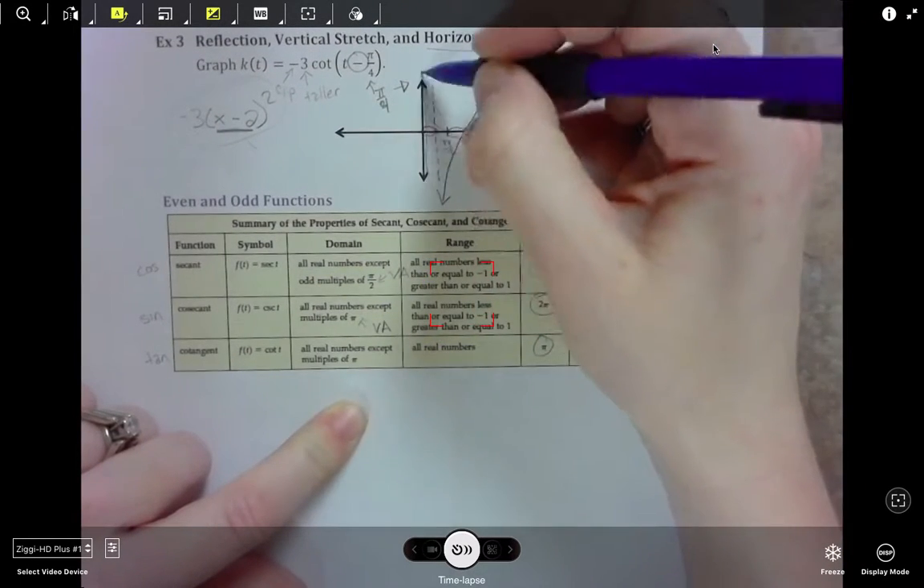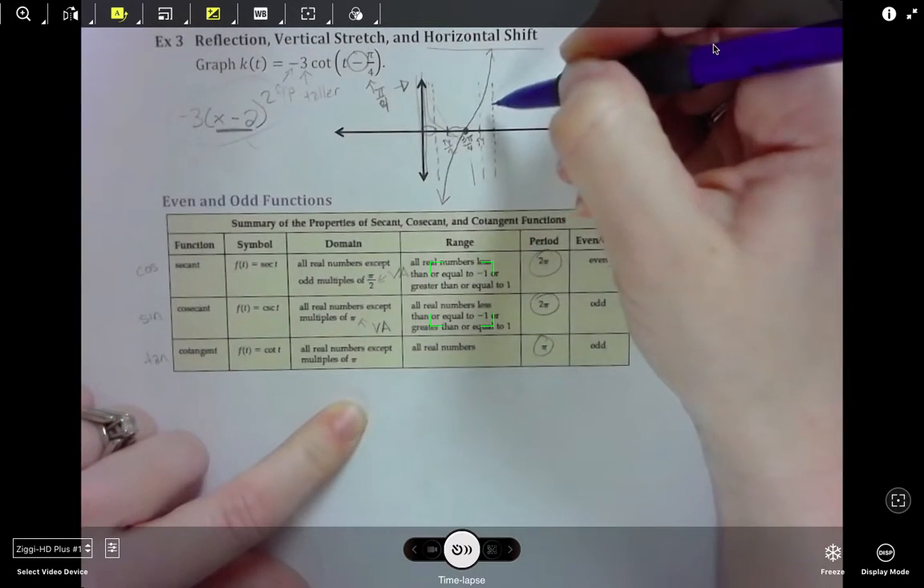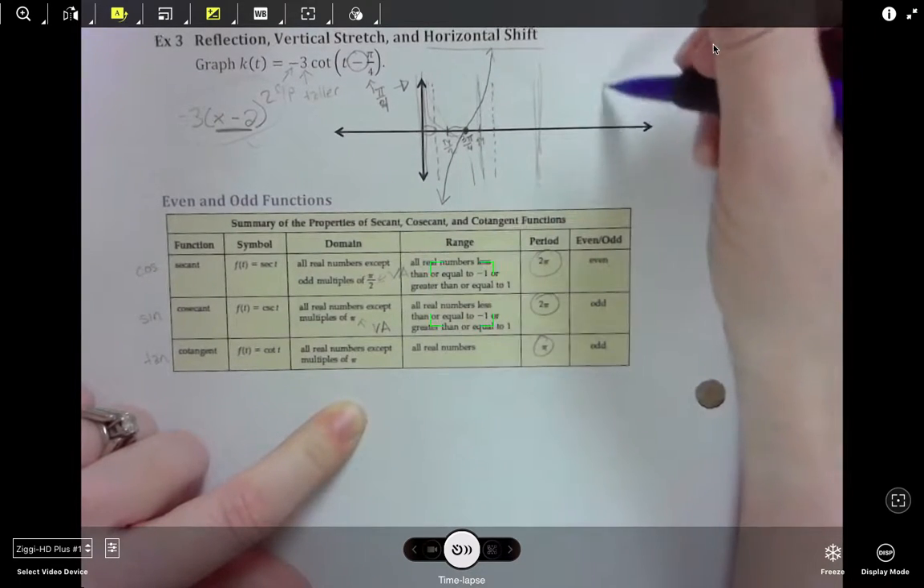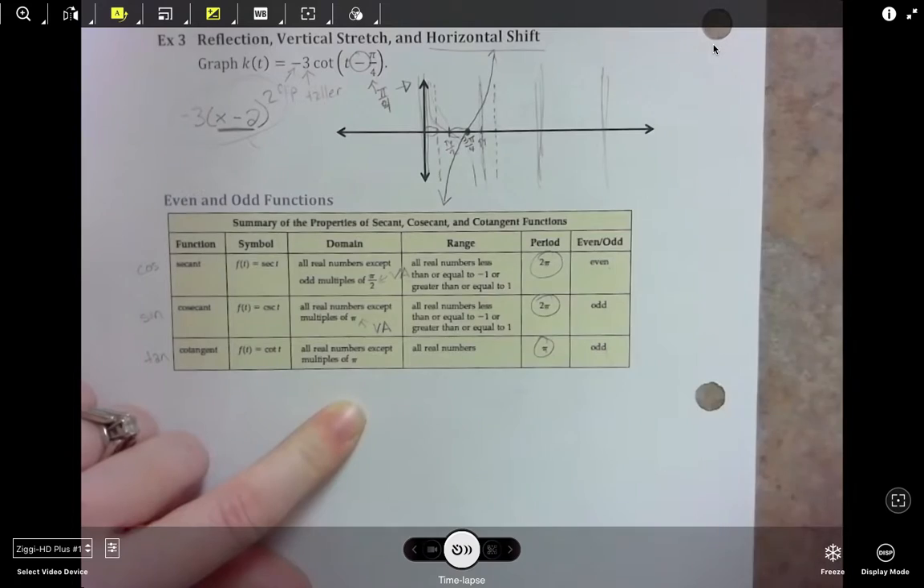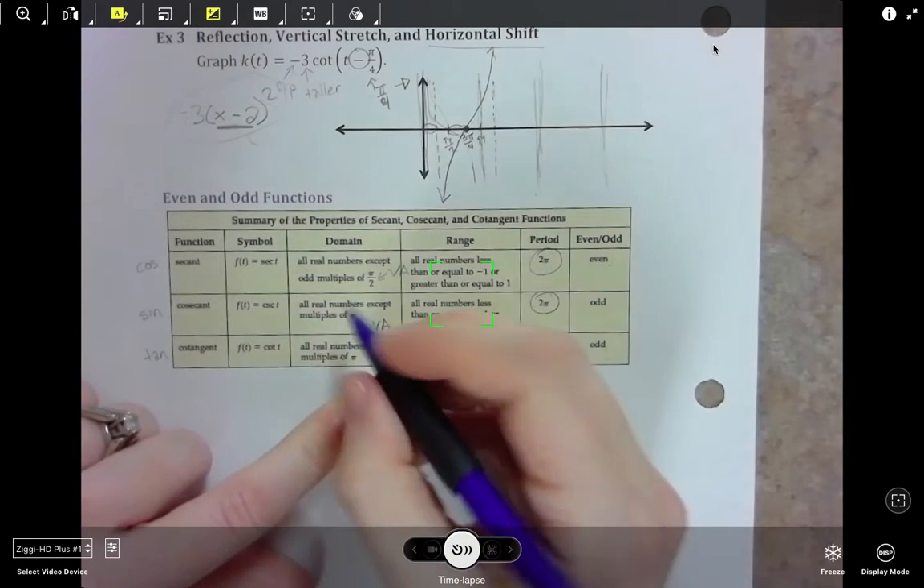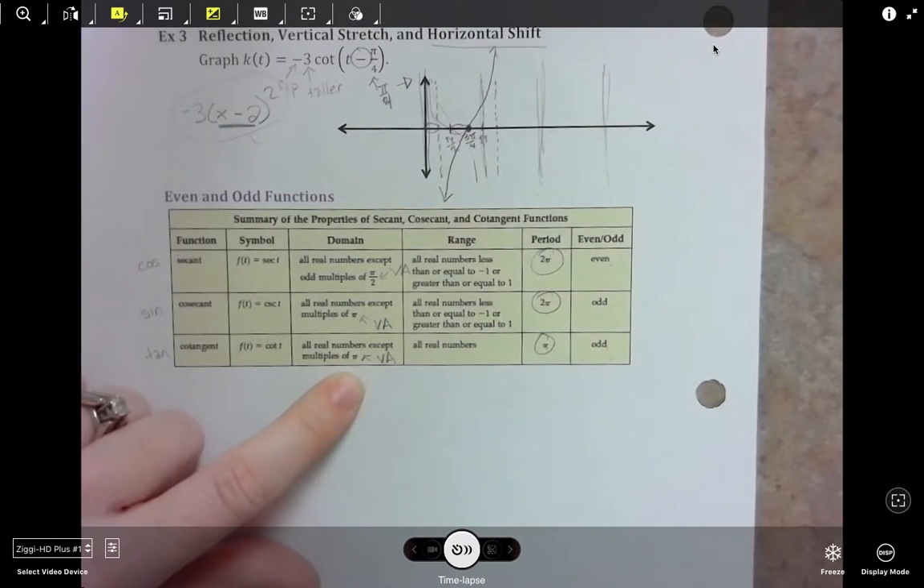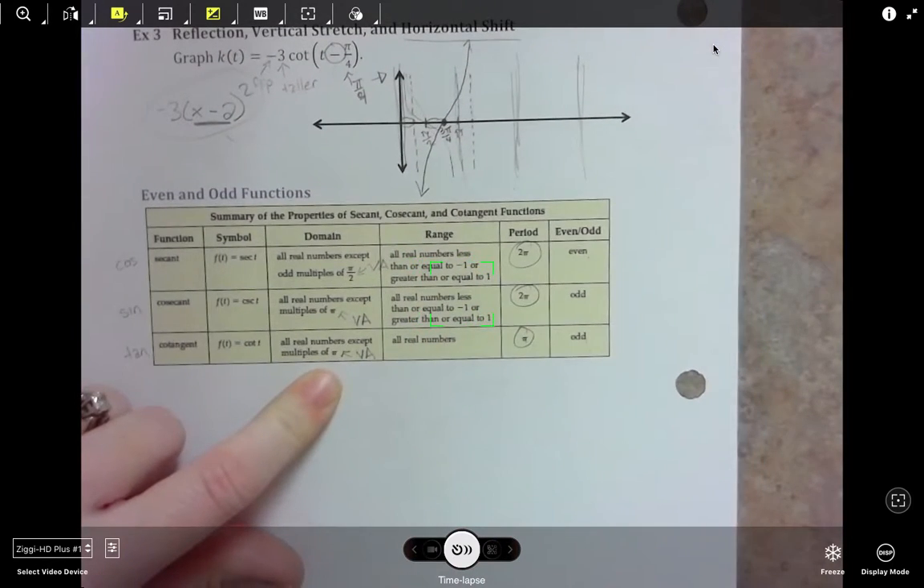So here's a vertical asymptote for cotangent. Here at pi is a vertical asymptote. There would be another vertical asymptote at 2 pi, another at 3 pi, and so on and so forth. There's where your domain quits, and so it's all real numbers except values of pi.